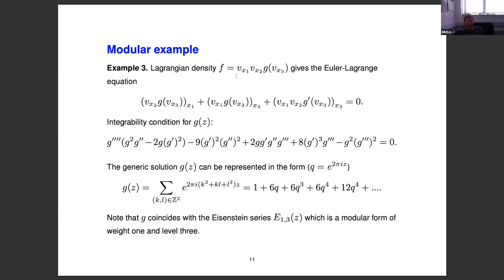Okay, again, what is the generic integrable density? It's clear from this example that the general answer will not be trivial, right? It will be a modular form of three variables. Here, you see, dependence on Vx1 and Vx2 is simple, but dependence on Vx3 is modular. So if we now take a generic F of all these three variables, Vx1, Vx2, Vx3, we'll get something complicated. And I will show you a system of differential equations, integrability conditions for this F. All right.